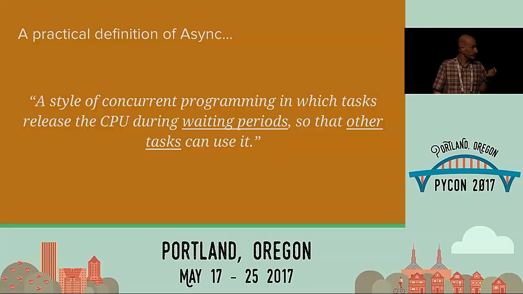So now I can tell you a more complete definition. This is still mine. I'm just inventing these definitions. I didn't take them from anywhere. But asynchronous programming is a mode in which the tasks that are running release the CPU when they enter a waiting period. And then that allows other tasks that need the CPU to run while the first task waits. And basically, that's the secret.